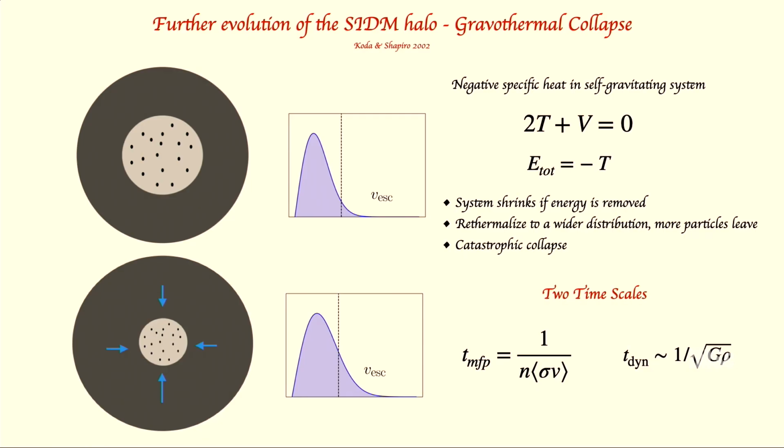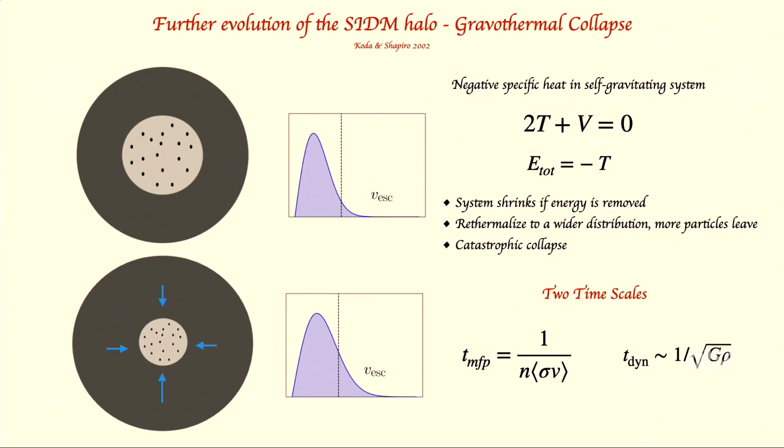So what essentially happens is that once you thermalize the inner part of the halo, if the hottest particles tend to escape, the core actually tends to collapse to reaffirm virialization. So it's a negative heat capacity problem in gravity. And as the core shrinks to a smaller radius, it then settles down to a wider velocity distribution, hence losing even more hotter particles, and eventually this becomes a catastrophic process leading to the collapse of the halo core.